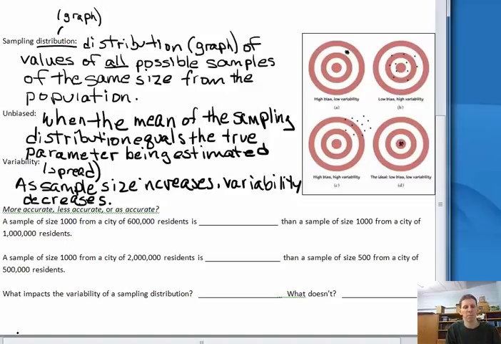We have more predictability. So a few statements here that we're going to answer as being more accurate, less accurate, or as accurate. In our first scenario, we're going to look at a sample of size 1,000 from a city of 600,000 residents, and we want to compare it versus a sample of size 1,000 from a city of 1,000,000 residents. Now, it seems like if you're taking 1,000 out of 600,000 compared to 1,000 out of 1,000,000, the first sample should be more accurate. What's interesting, though, is that both samples are equally accurate.